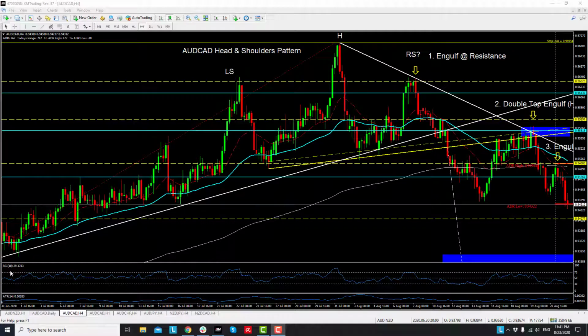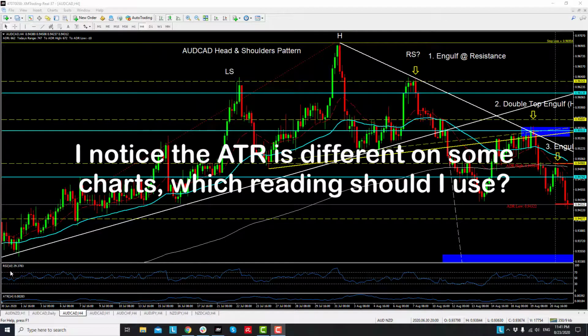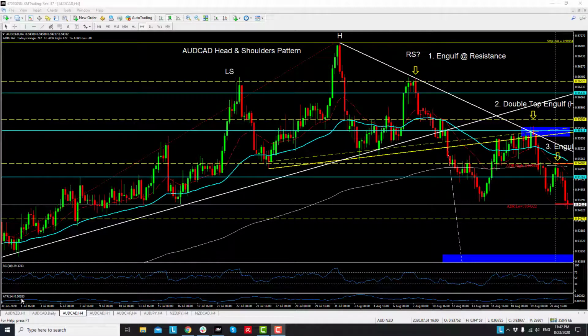The last question was, I noticed the ATR is different on some charts. Which reading should I use? ATR stands for Average True Range, and this is an indicator that measures volatility. You should be using the reading from the same chart that you are taking trades on. Besides the pound markets and in normal volatility, the ATR is usually under 50 on a 4-hour chart and definitely on a 1-hour chart. This is just one example of the kind of trades we are taking together with the Crush Pro teams.